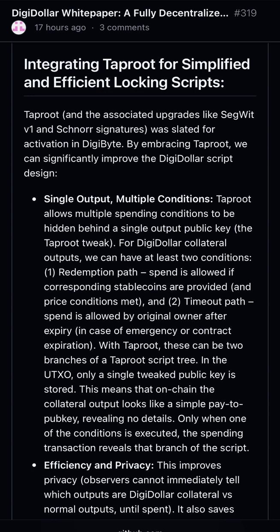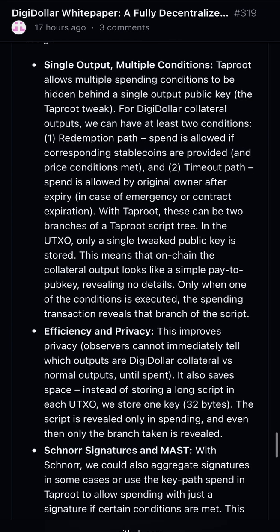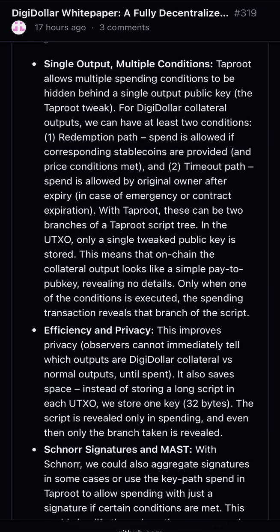By embracing Taproot, we can significantly improve the DigiDollar script design. Single output, multiple conditions. Taproot allows multiple spending conditions to be hidden behind a single output public key, the Taproot tweak. For DigiDollar collateral outputs, we can have at least two conditions: 1, redemption path, spend is allowed if corresponding stablecoins are provided and price conditions met, and 2, timeout path, spend is allowed by original owner after expiry, in case of emergency or contract expiration.